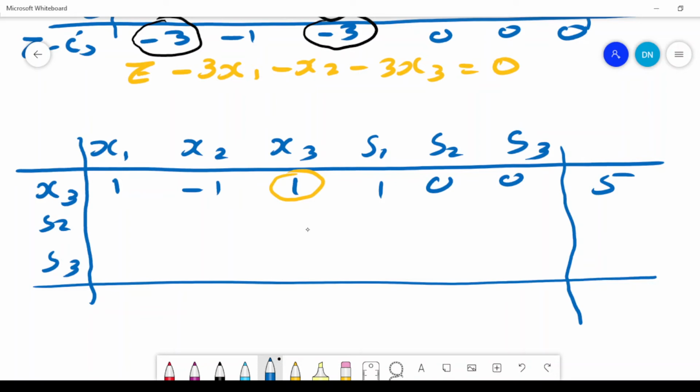Now I want to make sure that this becomes 0. So what do I do? I'll just take 1 plus negative 1. So I'll just be taking the first row plus the second row, and then I'll be getting the total. This becomes 3, this becomes 2, that becomes 0, that becomes 1, 1, 0, and 8 because it was 5 plus 3.